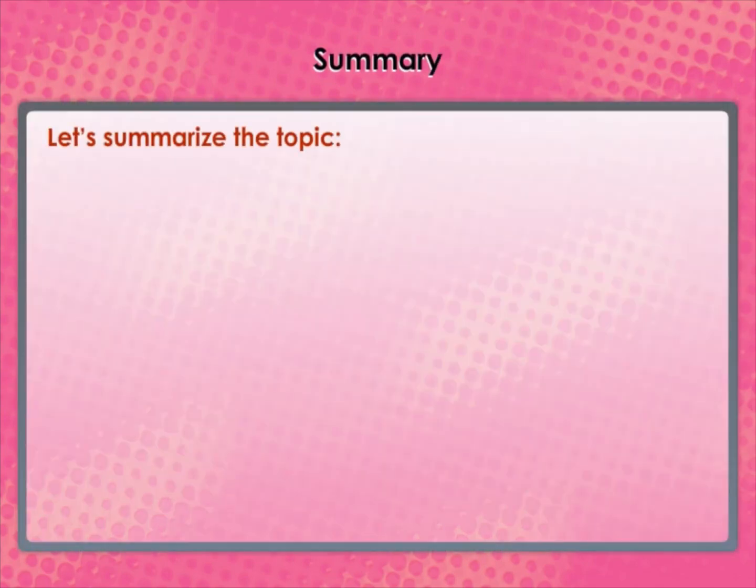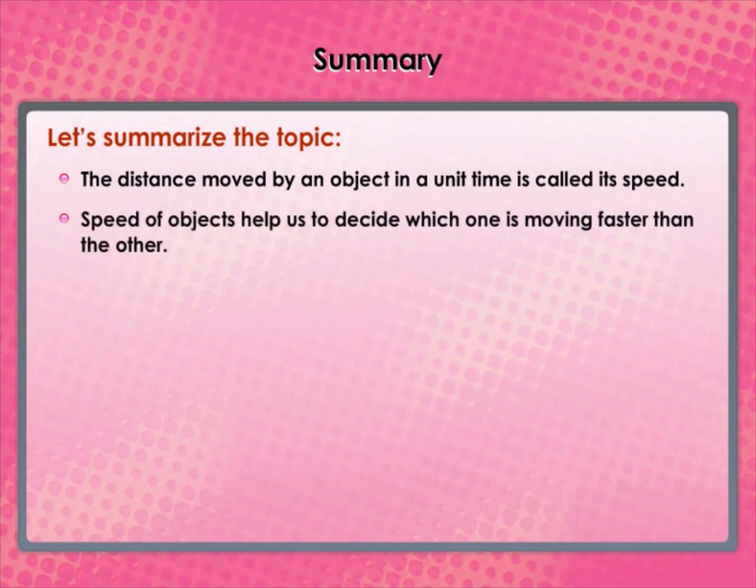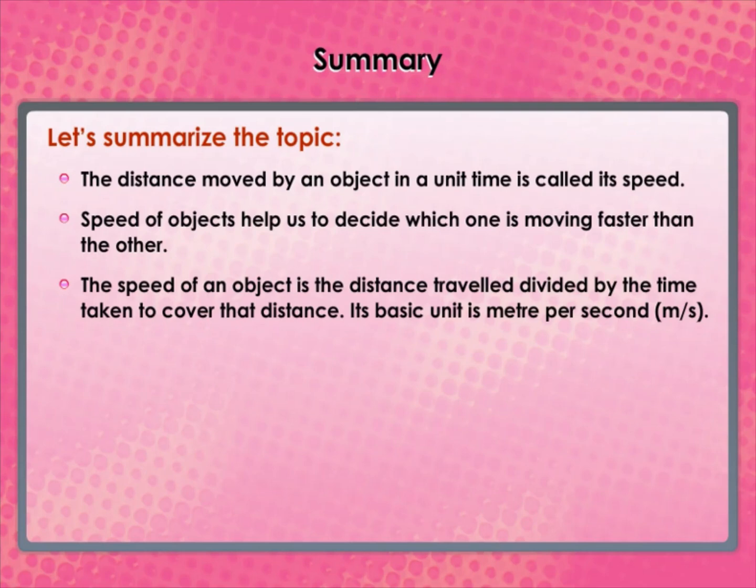Summary. Let's summarize the topic. The distance moved by an object in a unit time is called its speed. Speed of objects helps us to decide which one is moving faster than the other. The speed of an object is the distance traveled divided by the time taken to cover that distance. Its basic unit is meter per second, m per s.